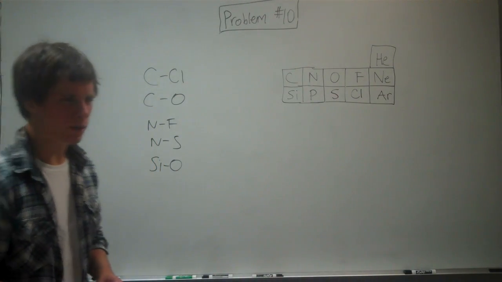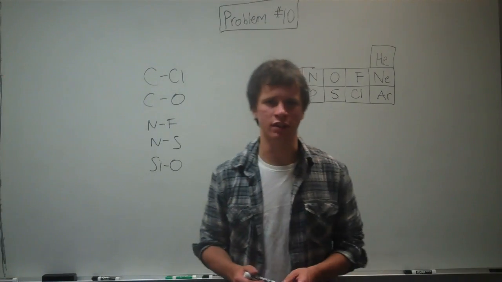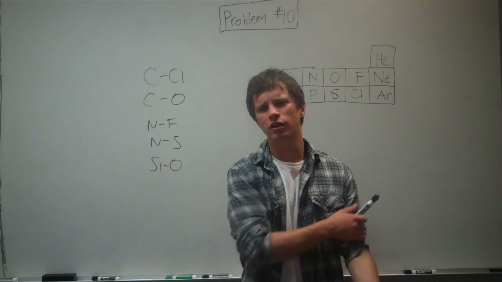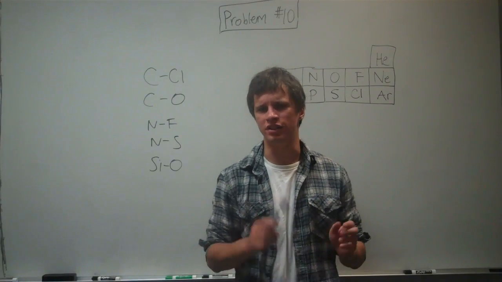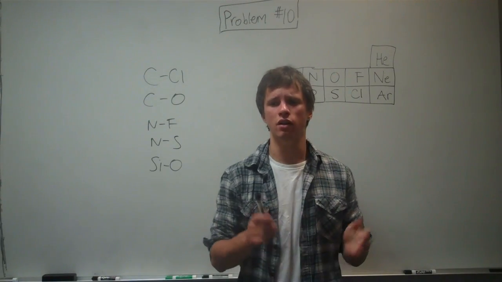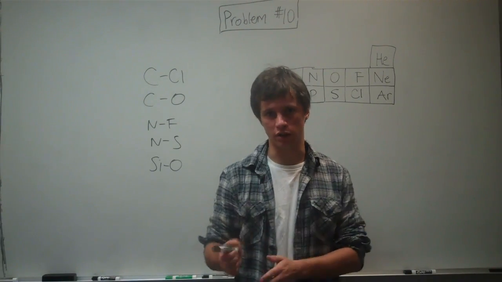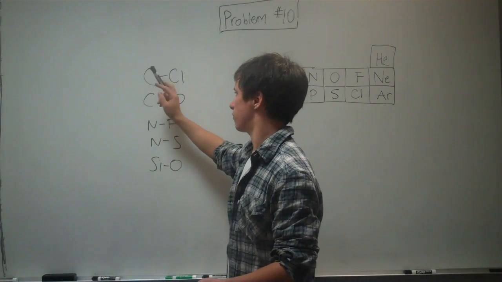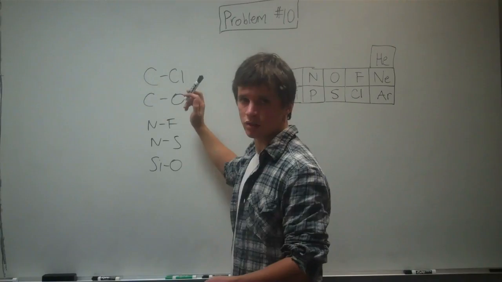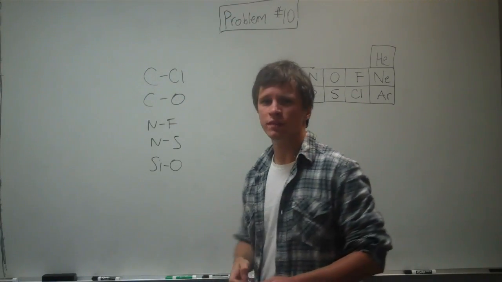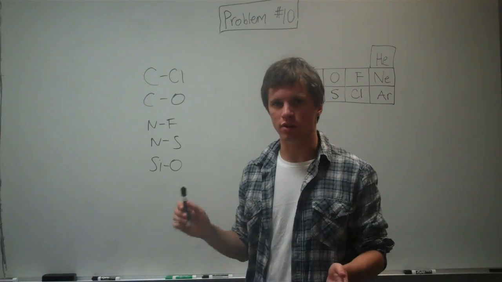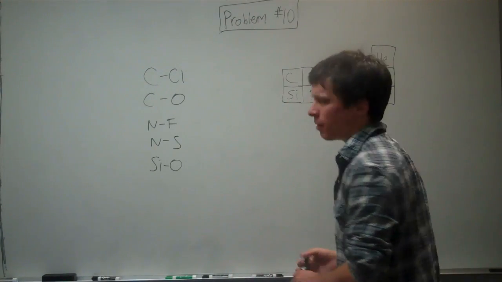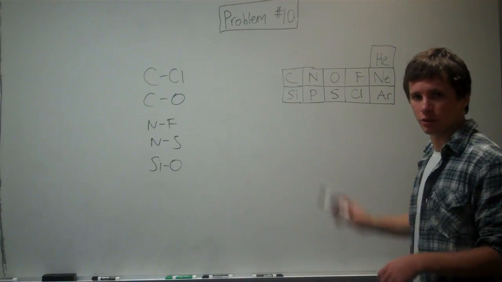Okay, so when we talk about polarity, the biggest thing that we're looking for is the difference in electronegativity of one thing on the bond to the other thing on the bond. So for example, the difference in the electronegativity of C versus the electronegativity of Cl. And the biggest difference is going to be the most polar bond. Okay? So remember, I've drawn part of the periodic table here once again.